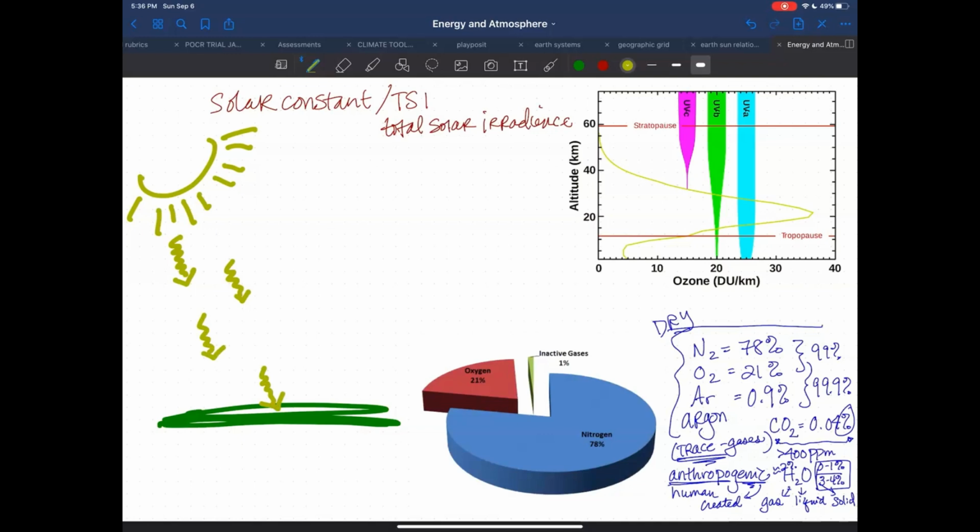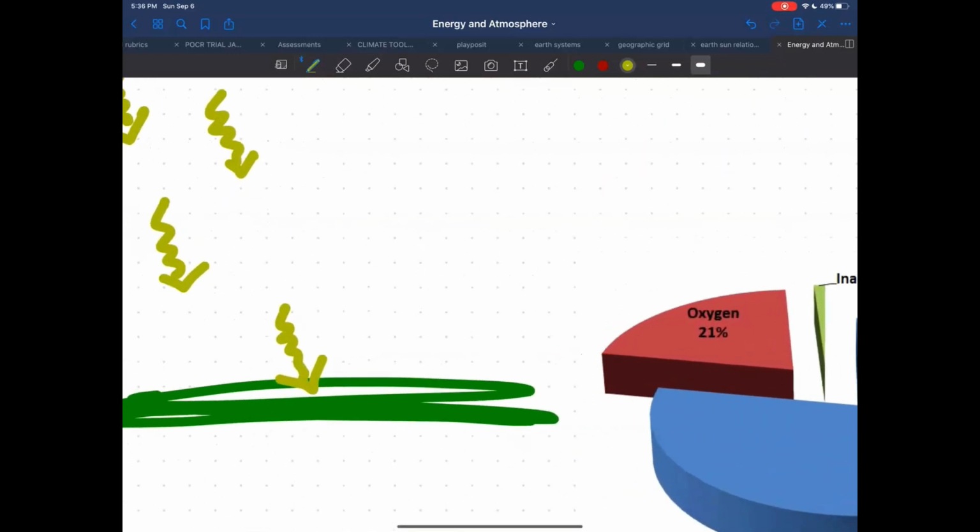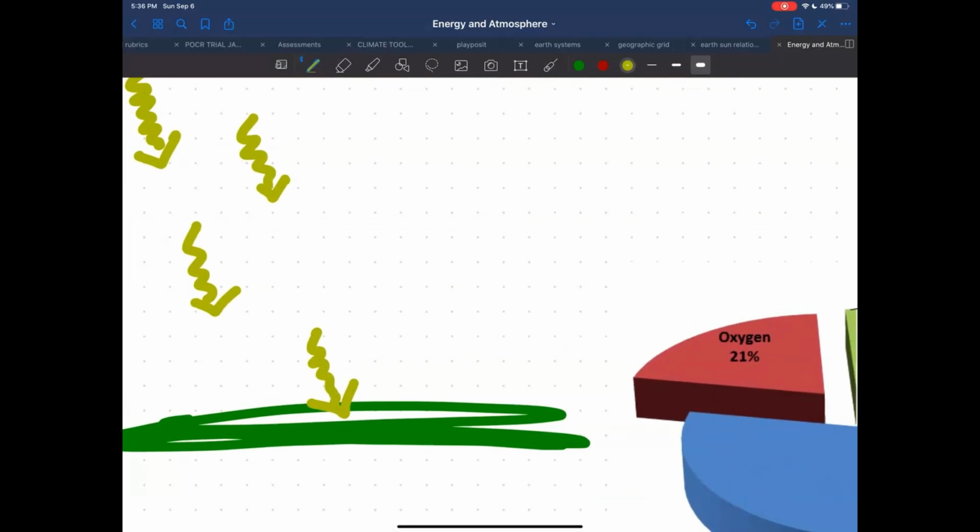What about the Earth? What does the Earth emit in terms of radiation? It's much cooler than the sun. Shortwave or longwave? Very good. Longwave radiation.